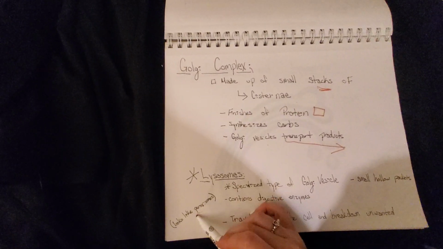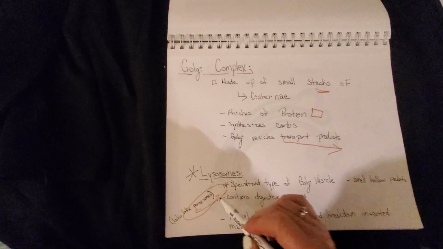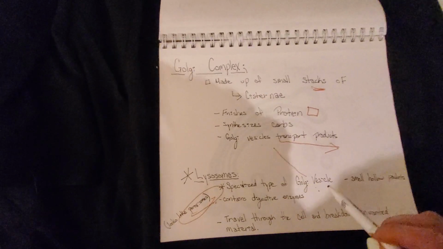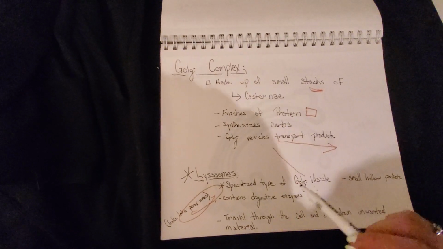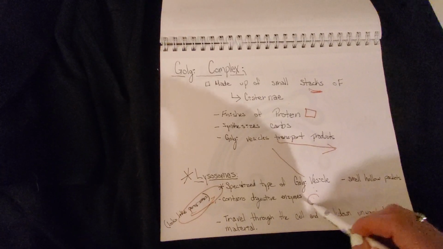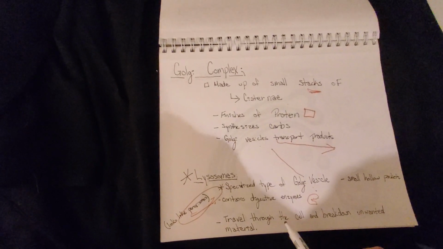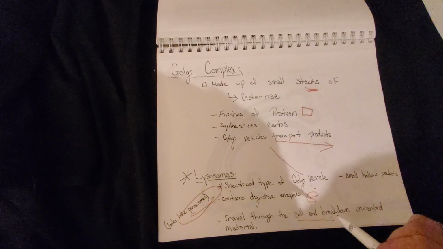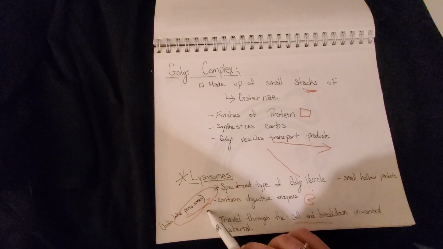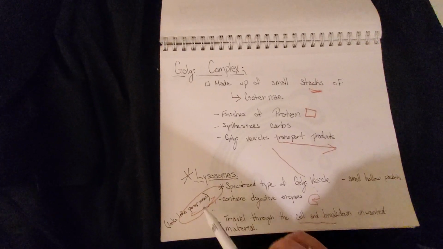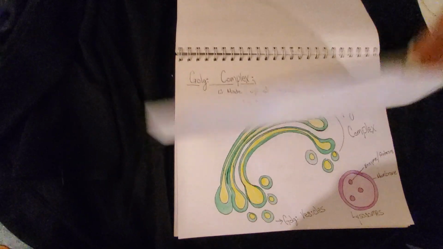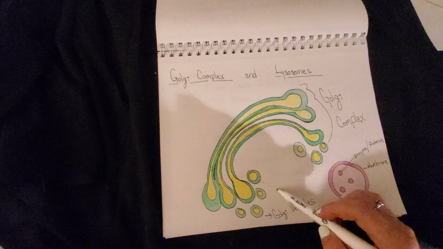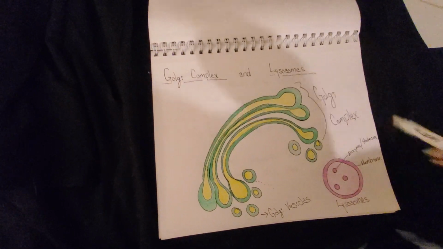And then lysosomes. They look like peroxisomes, but they're not the same thing. A lysosome is a specialized type of Golgi vesicle with small hollow pockets that contains digestive enzymes, so it's going to eat everything up, kind of like a Pac-Man, that travels through the cell to break down unwanted material. So this one breaks down where the peroxisomes help clean. So breakdown versus cleaning, a little different. The Golgi complex and then the Golgi vesicles are smaller, so they're going to do more transporting. And then the lysosomes.